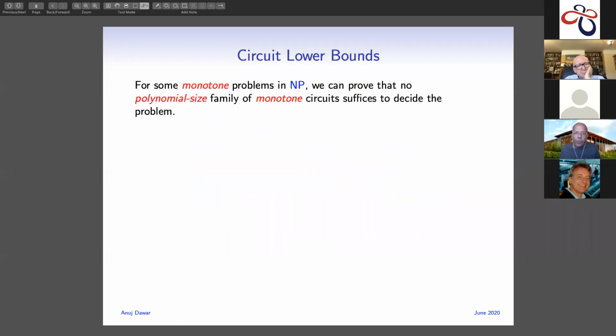So the question is, how big a circuit using just AND and OR gates is needed for monotone functions? And these were the lower bounds first proved by Razborov. Specifically for the clique problem, you're looking for a clique of size k. In principle, there are monotone functions, but they provably need to be bigger than polynomial.